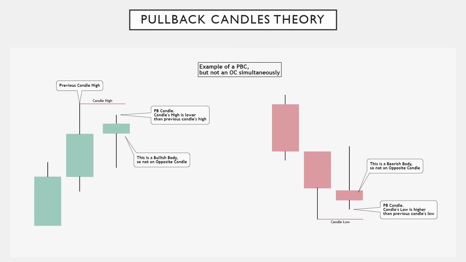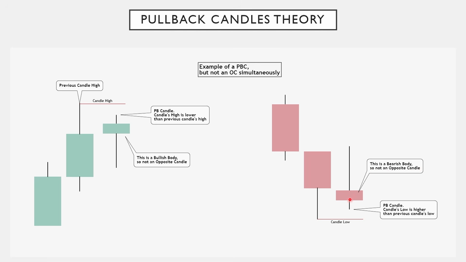And of course, we have the exact same bearish example, bearish candle, bearish candle. There is the last candle's low, so in this case, the lowest low that we have. The next candle opens, it does not cross that previous candle's low. So in this case, we mark this one as a pullback candle, but you can see in this case, it is not an opposite candle.